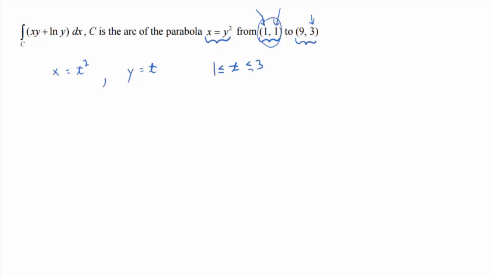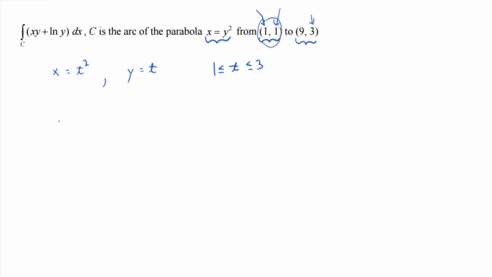And then you just check. When I plug in 3, do I get 9 for x? Yeah, because I square it. I plug the 3 in right here, I square it, I get 9. So I know I have the right parameterization. These parametric equations generate the correct beginning point and the correct end point.